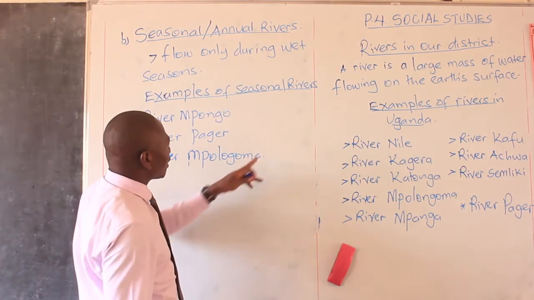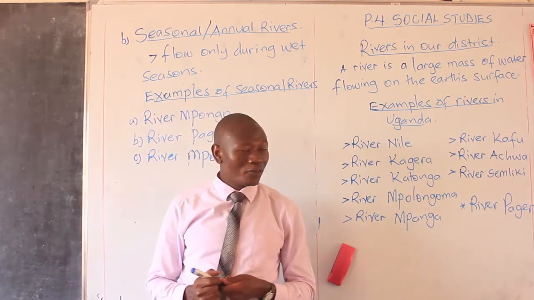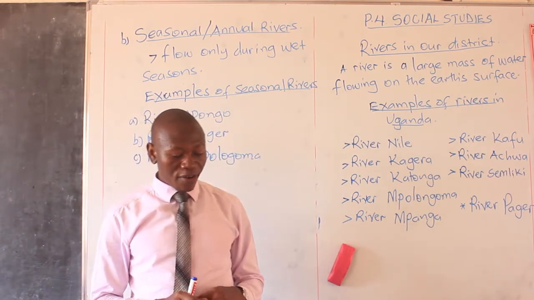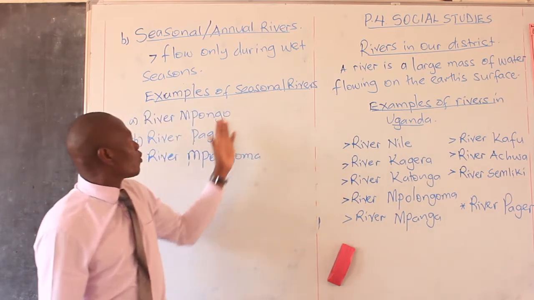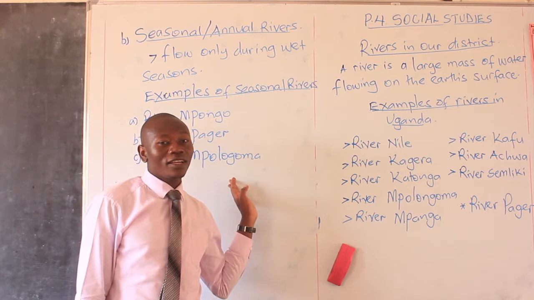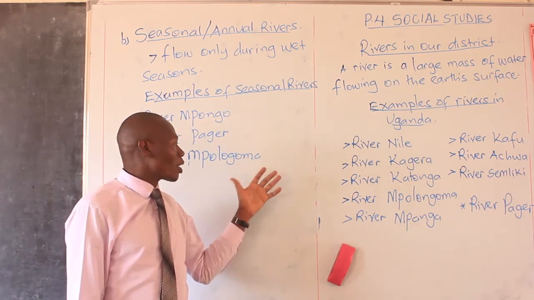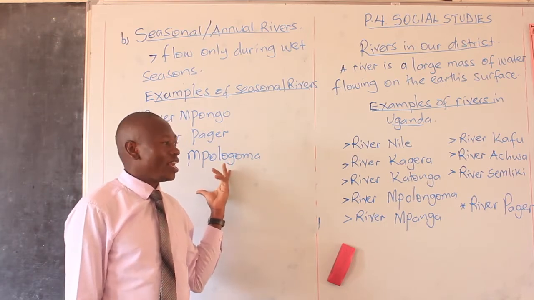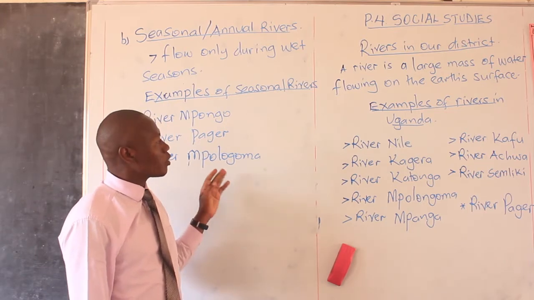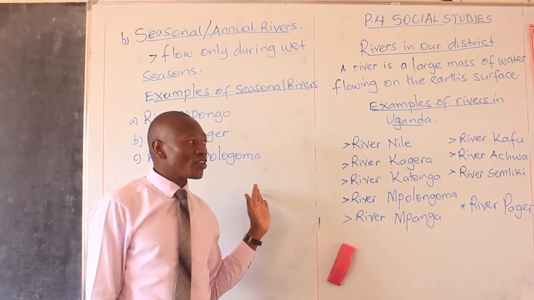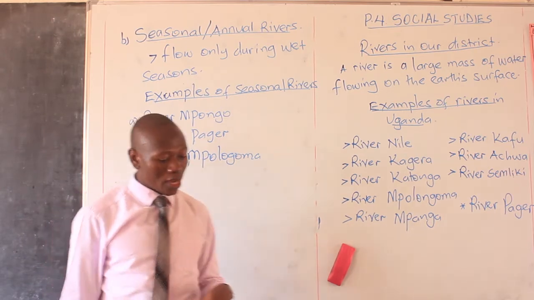So let's talk about those as examples of seasonal rivers in Uganda. But like I've said, you may not see any of these in your district where you're living. If you're living in Kampala or Wakiso, I don't think you have this river. So we are just looking at them since our district forms Uganda. Also, this is under Uganda, so we're having a look at it.